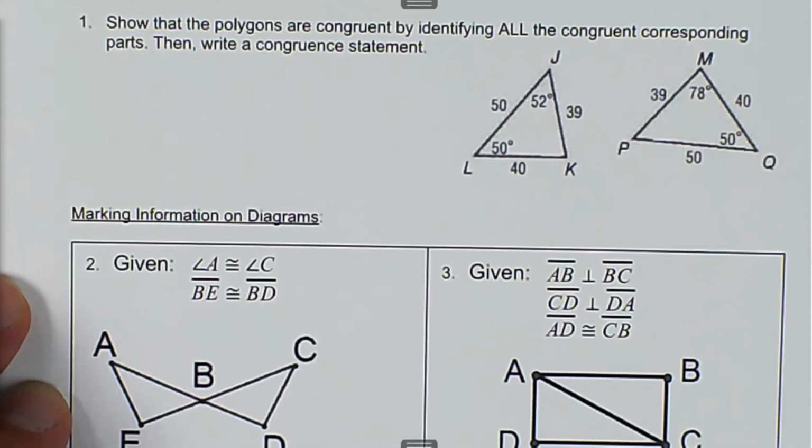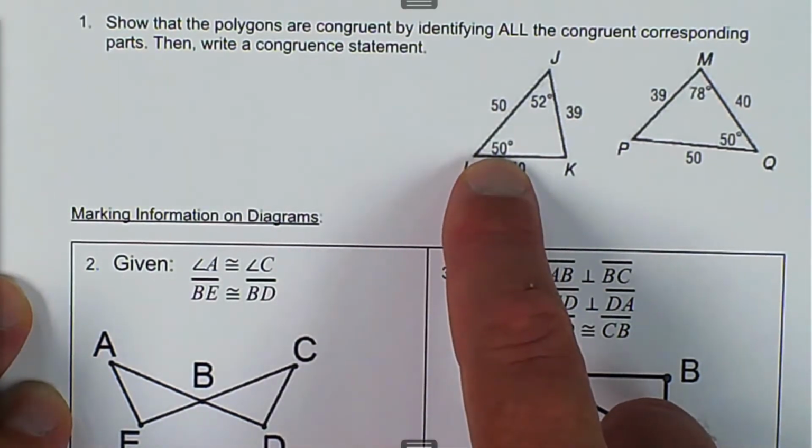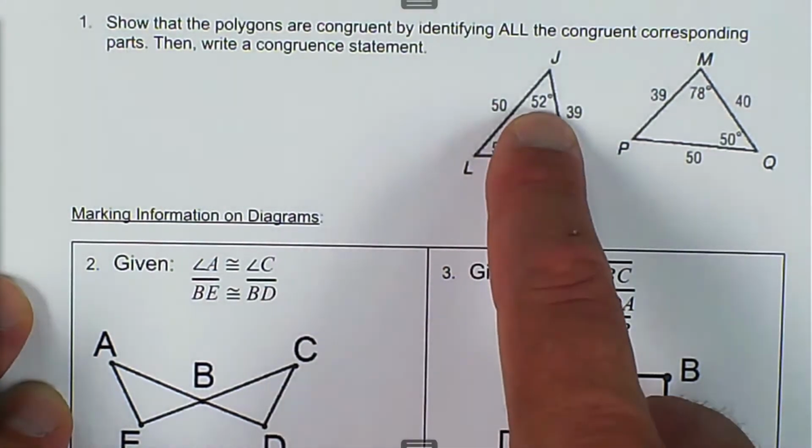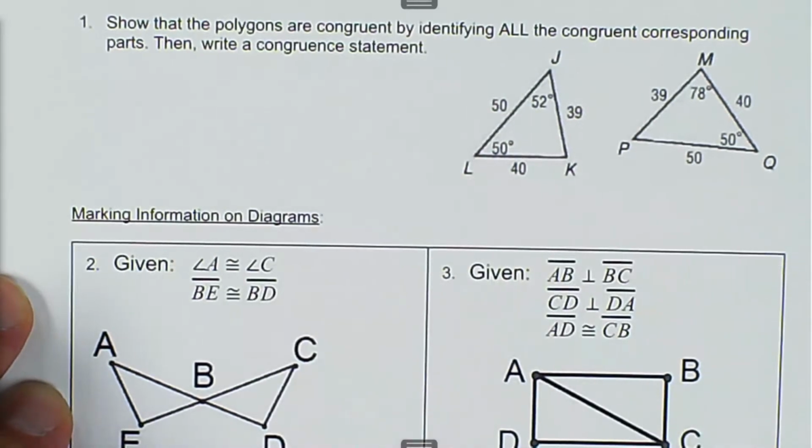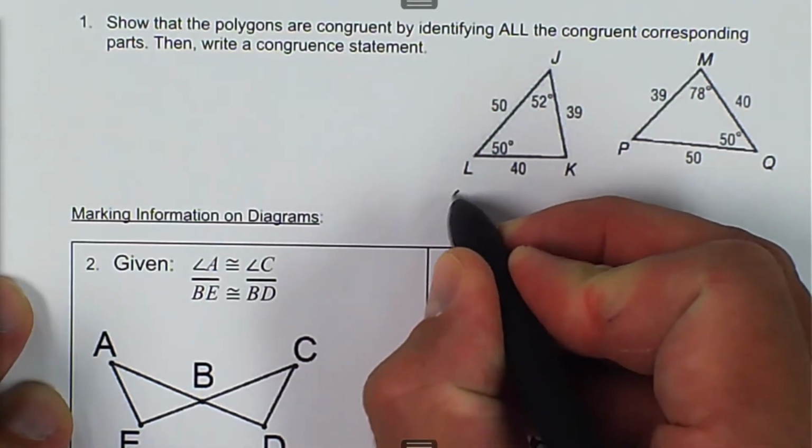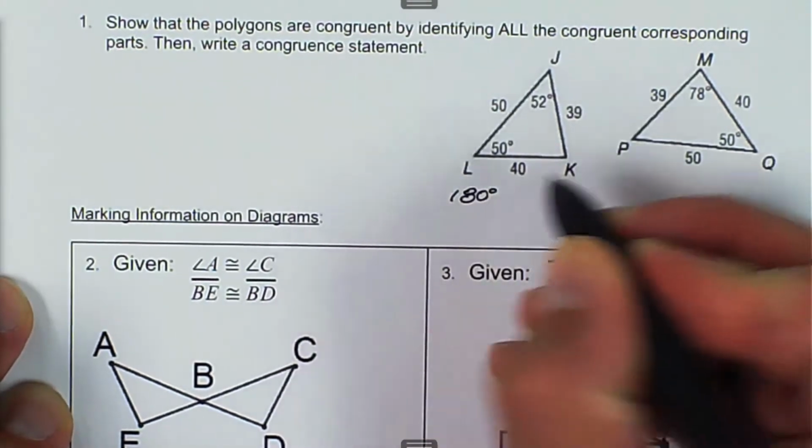We're talking about congruent triangles, and we want to show that the polygons are congruent by identifying all the congruent corresponding parts. Then we want to write a congruence statement for these two triangles over here. The first thing we see is that this triangle has measurements of 50 degrees and 52 degrees, but we don't know that last angle. So we want to figure out what that is, and we can use the triangle sum theorem. The triangle sum theorem says that they all add up to 180 degrees.